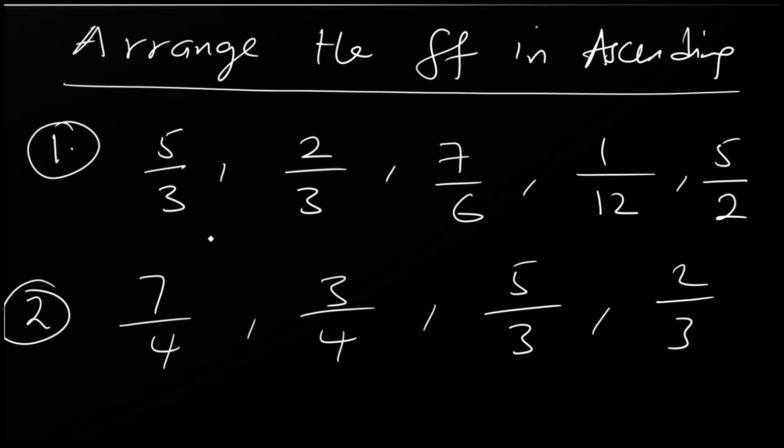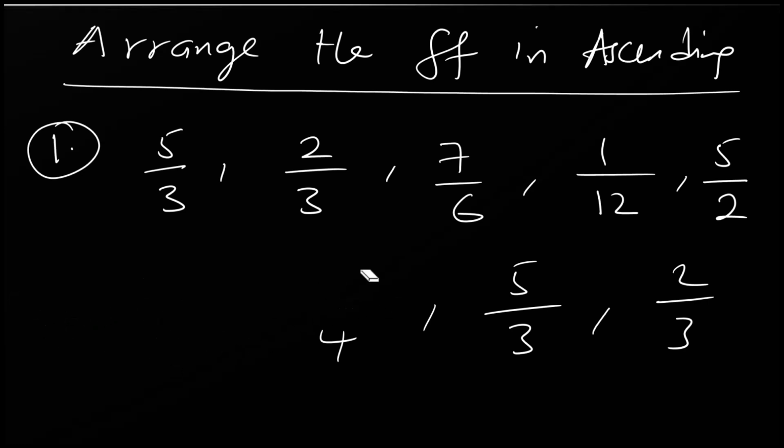Now, when you are asked to compare fractions, you have to go by the same method. Now let's solve the first one. So we have 5 on 3, 2 on 3, 7 on 6, 1 on 12, and 5 on 2. Okay. So let's solve the first one.